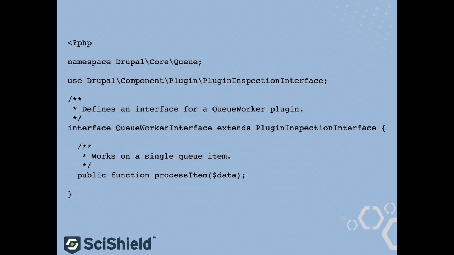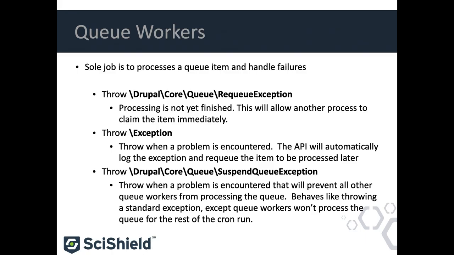Now, I'm gonna say, do not pass in full entities into your queue. Do not queue up a full entity, because then you run into problems with serialize and all this other stuff, and it breaks. Instead, put in your entity ID and then load it in your queue worker. Queue workers have one job and one job only, and that is to process a queue item and handle failures.